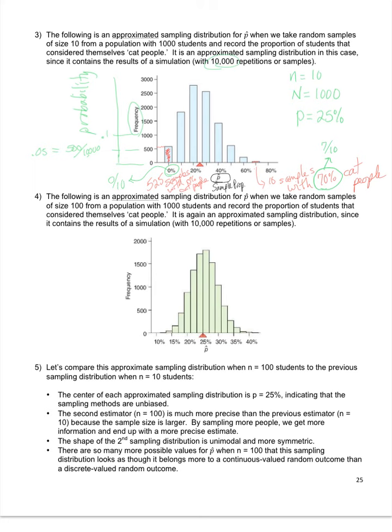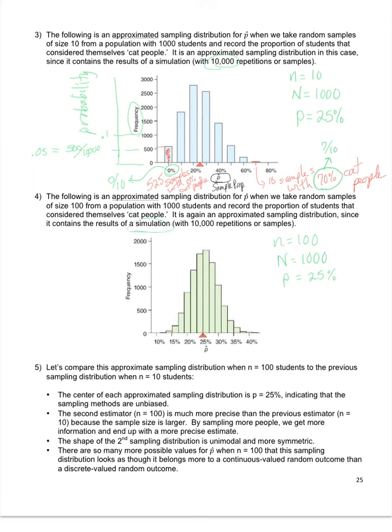All right, number 4, the following is also an approximated sampling distribution for p hat when you take random samples of size 100. So you've got sample sizes of 100 from a population with 1,000 students. So the size of the population is still 1,000, and we record the proportion of students that consider themselves cat people. We're going to still assume, like the previous problem, that the proportion of people in the population that prefer cats is 25%. So it's again an approximated sampling distribution since it contains the results of a simulation with 10,000 repetitions or samples.